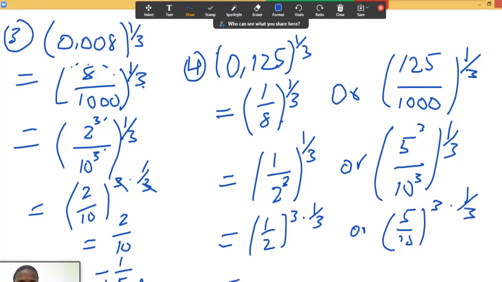So it almost looks the same now. We can say this 3 and this 3 will cancel, then we'll be left with 1 over 2. And in this case this 3 and this 3 go off, and then we'll have 5 over 10, which is the same as 1 over 2.